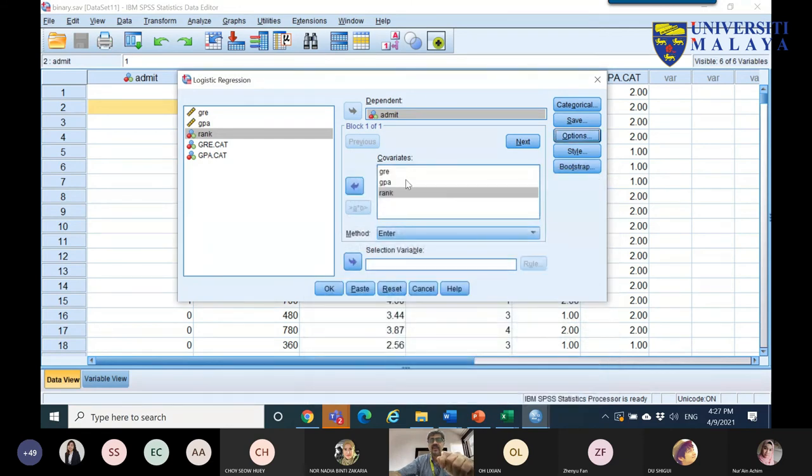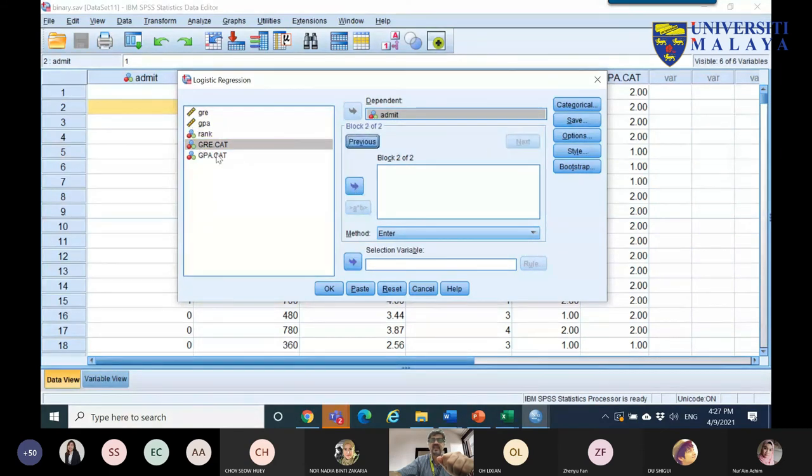So when you run the model, let's select the enter technique, same as multiple linear regression. You can also add more blocks, correct? It is kind of a hierarchical regression analysis. You can add more blocks. Suppose that in the second model I put something here, I can create more blocks, right? It depends on you. But in this study, we just use a single block. The most important part is here.